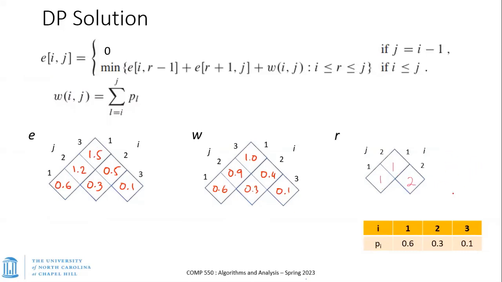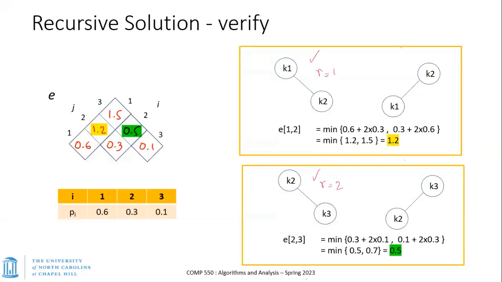This comes out to be the final solution, and if you try to figure this out, why are these values 1.2 and 0.5? You should be able to rationalize that as well. I've explained that over here. Where did 1.2 come from? So 1.2 is basically the scenario where you had the first 2 keys being selected, and there were 2 possible ways. We looked at the first case where R is equal to 1, and then we looked at the second case where R is equal to 2, and we looked at the minimum of 1.2 and 1.5.